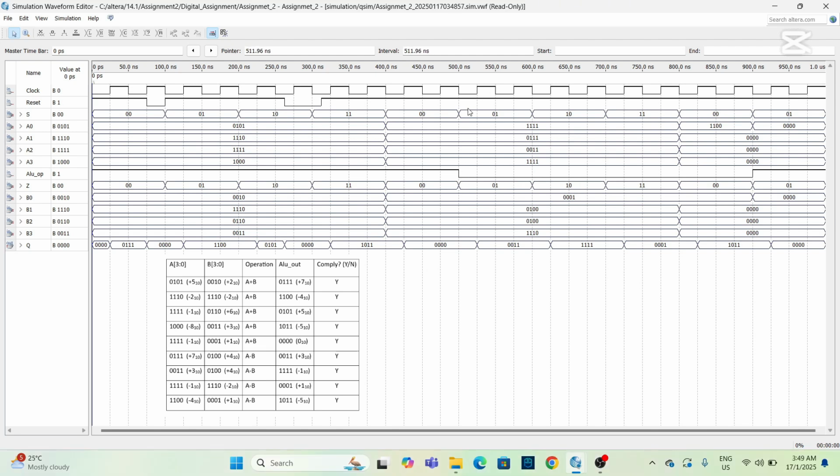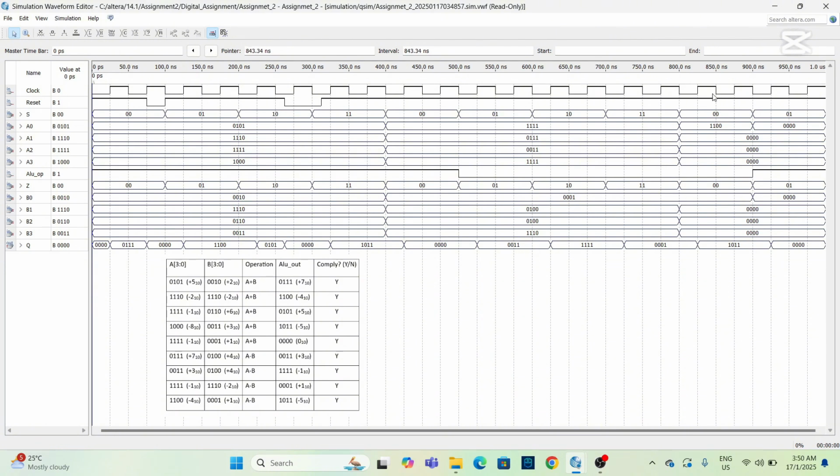At this clock cycle, the S is 01, thus input A1 will be selected, and Z is also 01, so the B1 input will be selected. As we can see, the ALU operation here is low, thus input A1 minus B1 and we will get the output 0011.